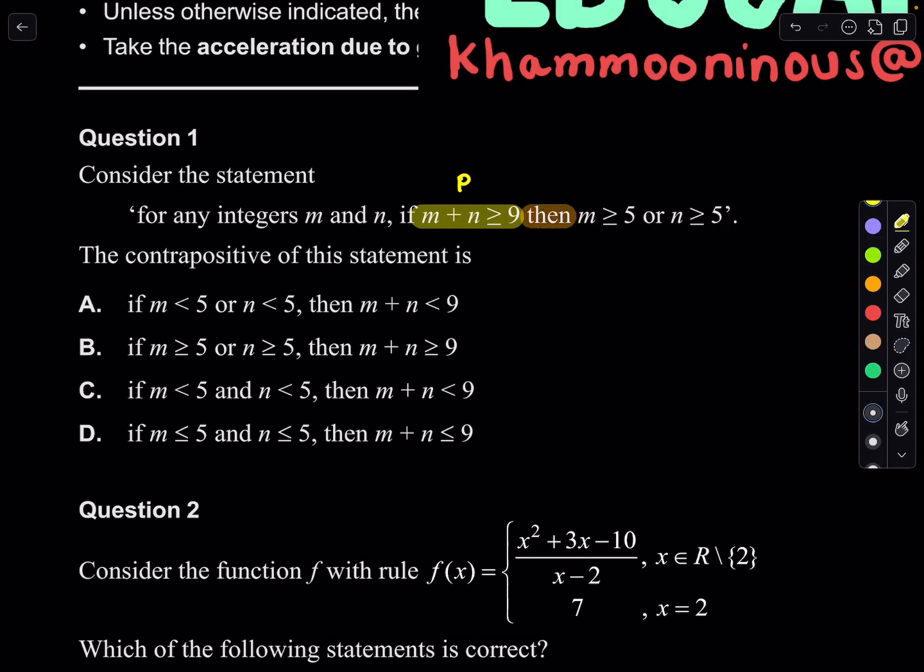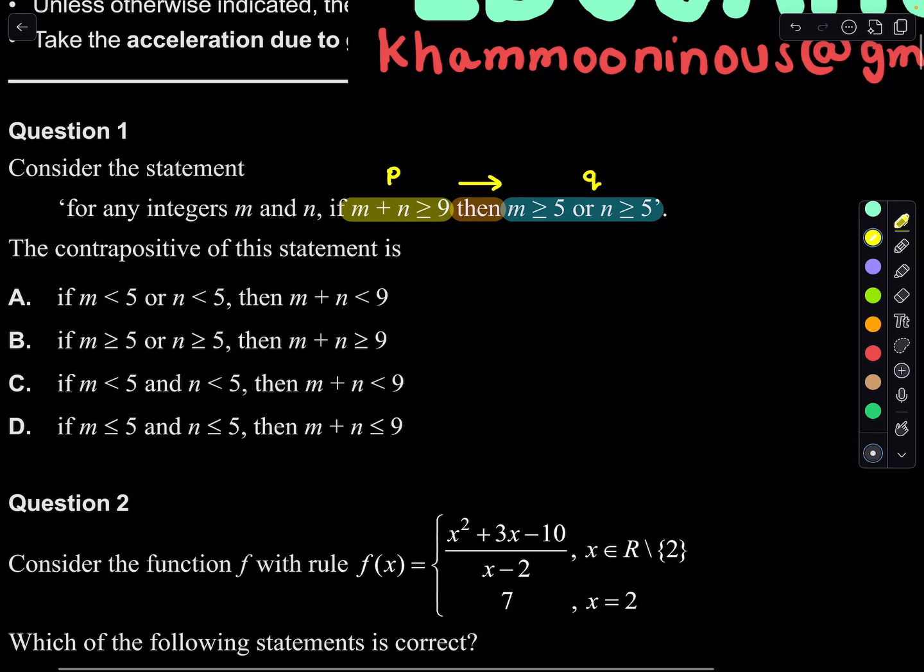An implication looks like this. It's an arrow. It implies. Then this whole statement over here, let's call this Q. So m plus n is greater or equal to 9, then it implies m is greater or equal to 5 or n is greater or equal to 5. Let's write that down. This statement gives us P implies Q.